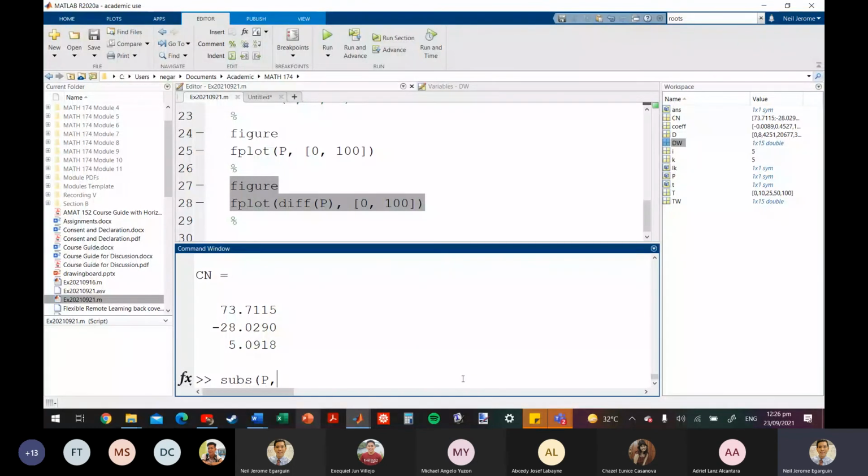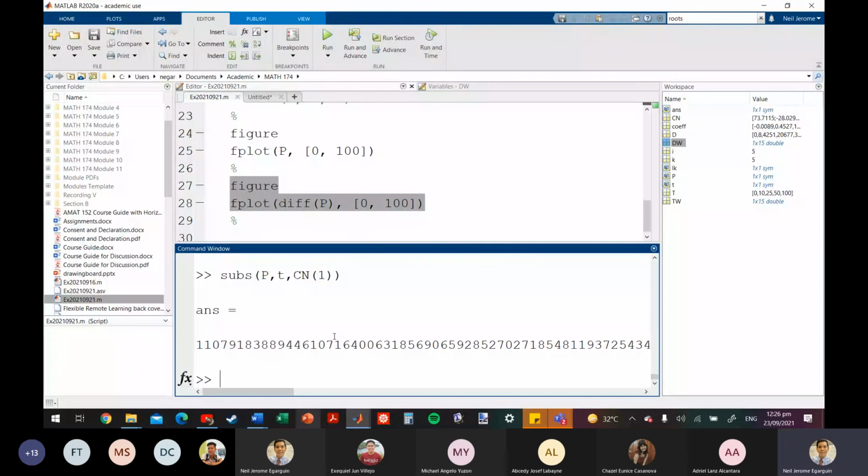To the polynomial t, I'll replace the variable t, and I will use 73.7115. You can just type in 73.7115 here, or you can call Cn, tapos kunin niyo yung first entry ni Cn. Para mahanap yung first entry ni Cn, sabihin niyo lang Cn of 1. I-output ni MATLAB yung first component or first entry ni Cn. Don't forget the closing parenthesis para kay subs. And here, you will get this long fraction.